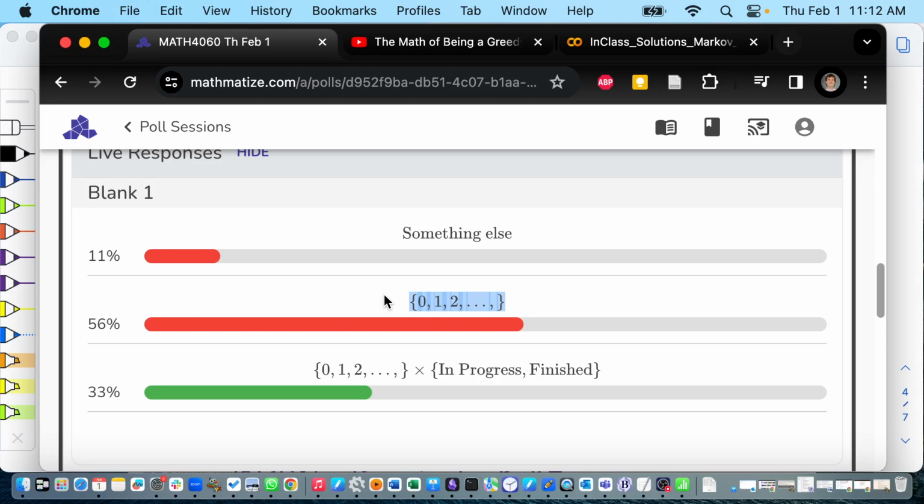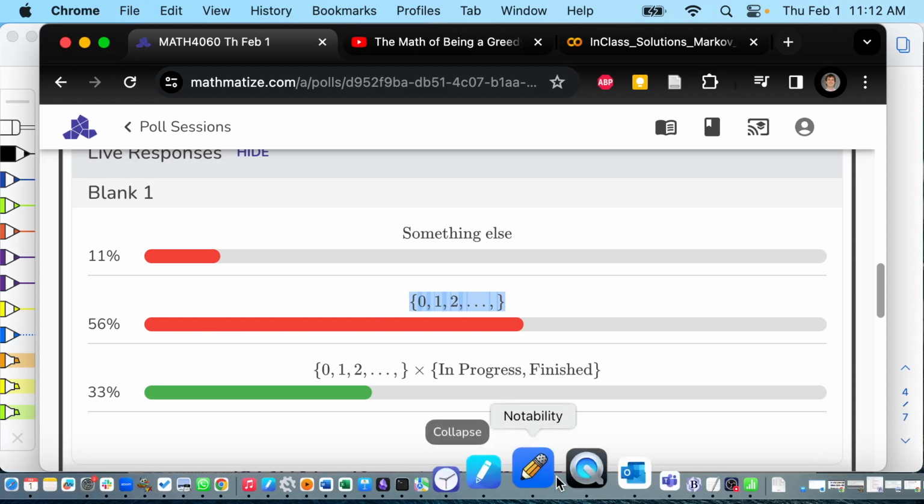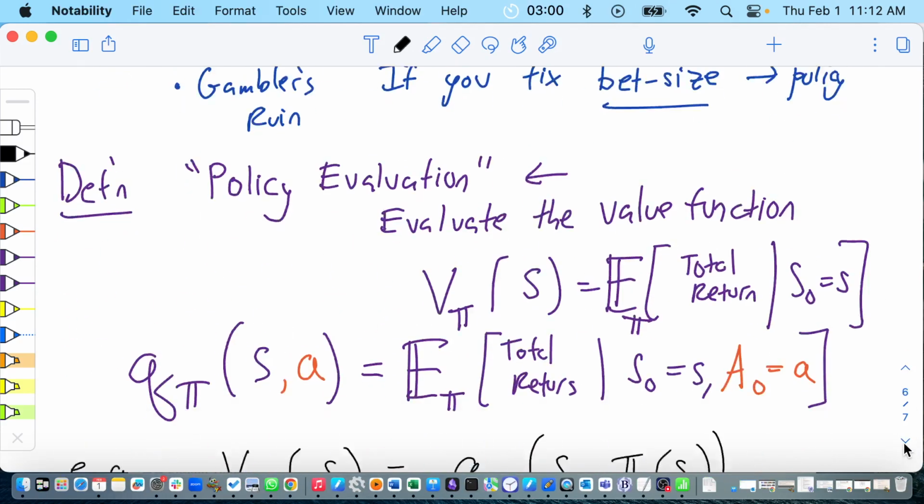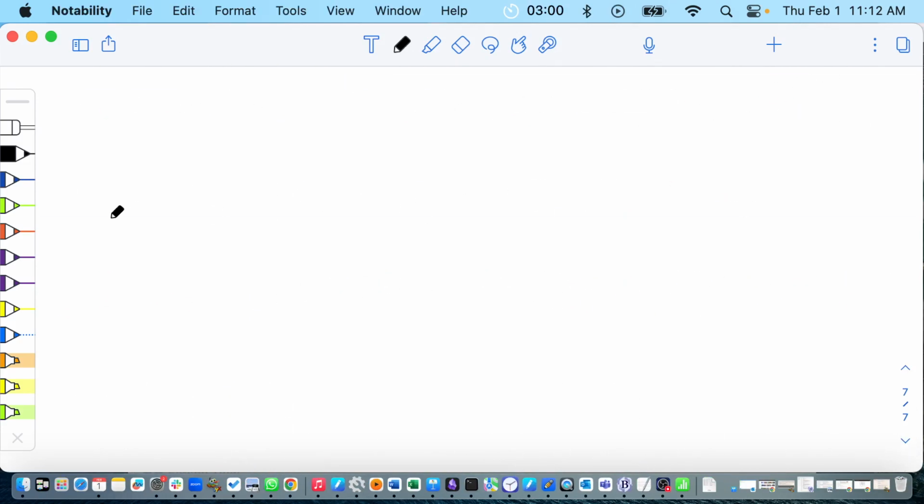So there's more than one way you can set it up, but this on its own, you need to include somehow the fact: are we still playing the game or not? And I think the easiest way is to do a multiplication. So this is a set multiplication, and you have in progress and finished. And I'll draw out what this looks like for you. So let's draw a picture. And remember, you can draw Markov chains as these graphs. And so I'm going to have sort of two rows. I'm going to have the in progress row.